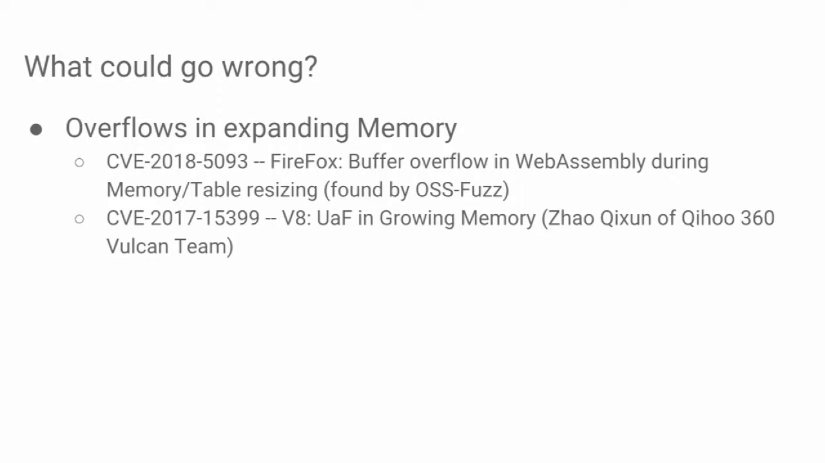And at this point, there's also been some problems in this feature. And these are kind of interesting because they're actually very similar bugs in two different implementations. There's the first bug, which was found in Firefox by their own internal fuzzing. And this was an issue where there was an integer overflow in growing this memory. So eventually you would grow the memory, and then it would think it was bigger than it was, and you could write out of bounds. And the second one, found by Zhao Kixun of Qihoo, is very similar, although it ends up being a use after free, where the memory is freed unexpectedly.